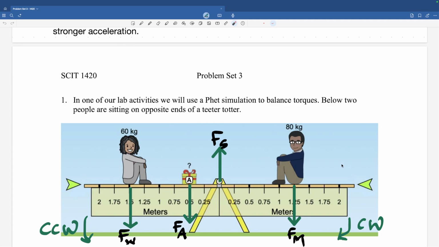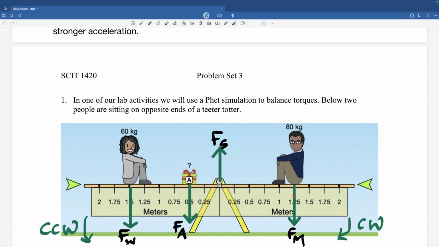Here is the first one. It shows two people sitting at opposite ends of a teeter-totter. The lady has a mass of 60 kilograms and the man 80 kilograms. And you can see their positions. 1.25 meters here.